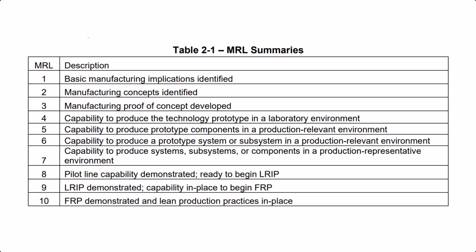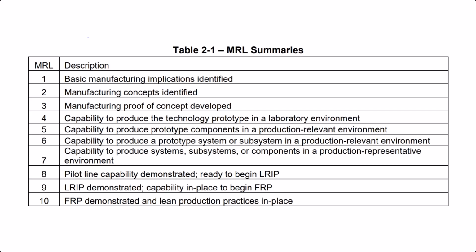At level 7, systems, subsystems, or components can be produced in a production representative environment, which is closer to an actual factory setting or typical manufacturing environment. At level 8, a pilot line capability has been demonstrated. And at level 9, LRIP is demonstrated with the capability in place to begin FRP. At level 10, FRP is demonstrated and lean production practices are in place. LRIP is low rate initial production. FRP is full rate production.